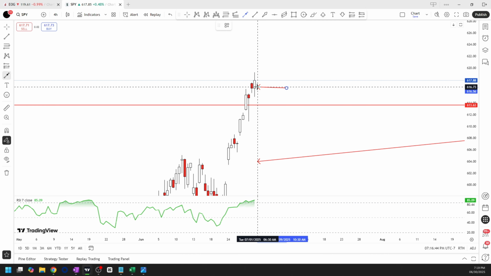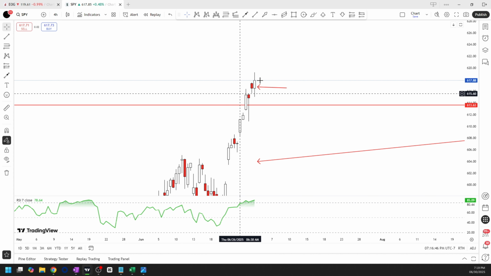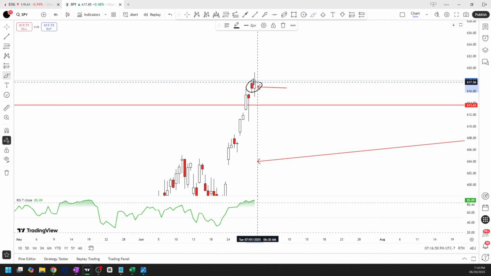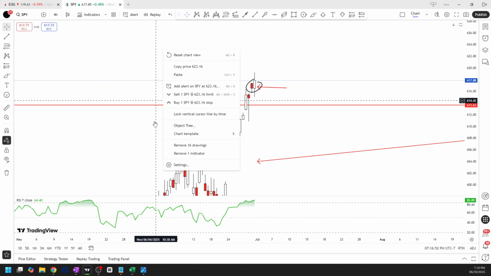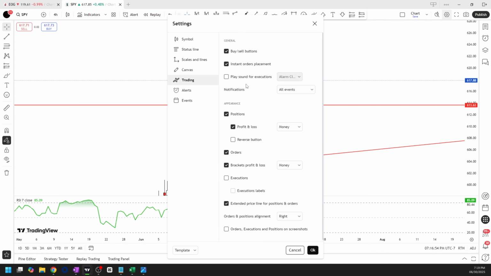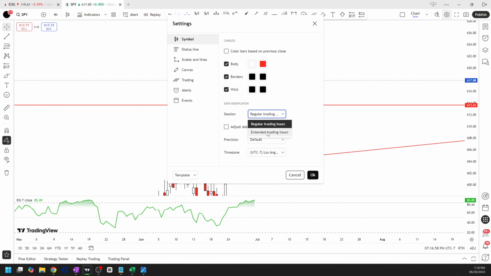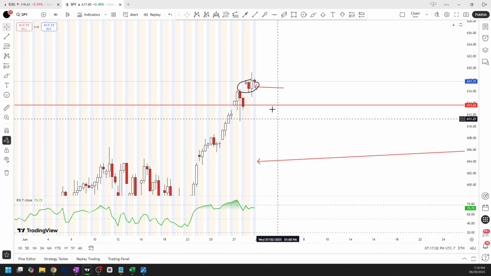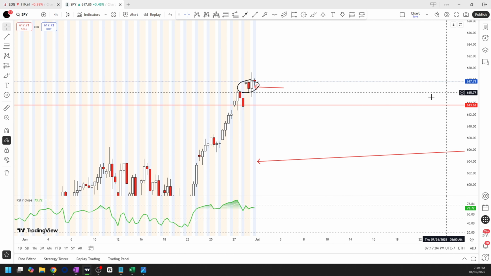The candle was actually indecision. I don't think it should be indecision. It's a doji. I came down to the 4-hour, meaning anything can happen. But for the sake of this video, let's just go to the extended trading hours and see what has happened after. So it's at 617.